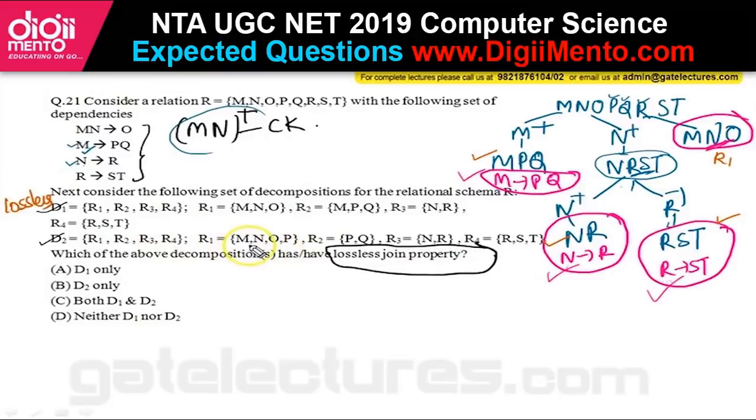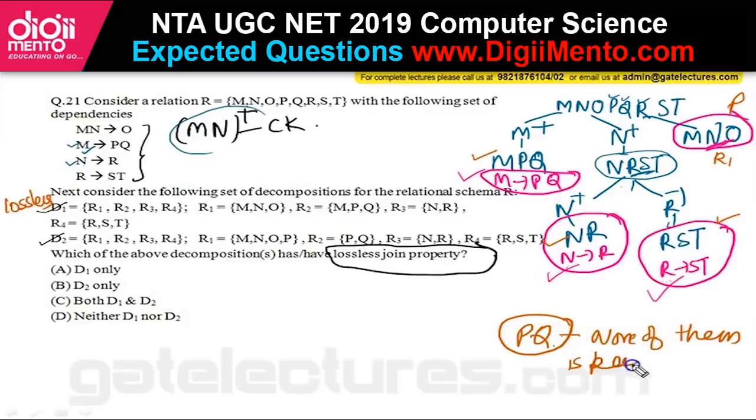What they are doing, they have divided as MNOP. Okay, they have divided it here. Then they have derived the table PQ. Now PQ, if you can see, if I make this table as PQ, P or Q, none of them is the key. None of them is key. So as none of them is the key, it is not lossless decomposition.